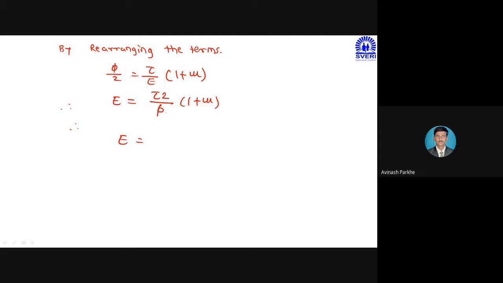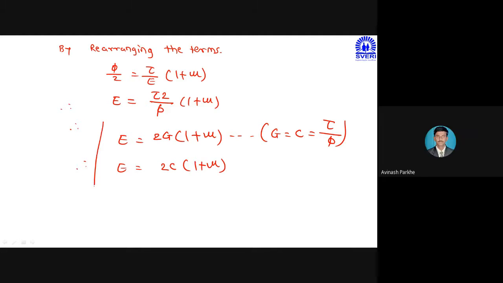The ratio of shear stress upon shear strain is equal to the modulus of rigidity. Therefore E is equal to 2G (1 + mu), because G is equal to C, which is shear stress upon shear strain. Therefore E is equal to 2C (1 + mu). So this is about the relation between Young's modulus E and the modulus of rigidity G, which is also called C.